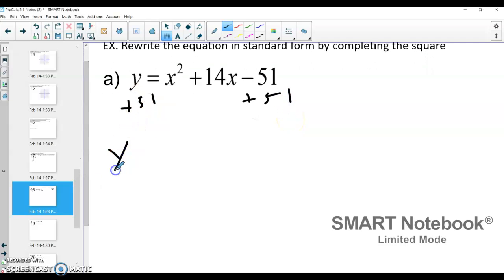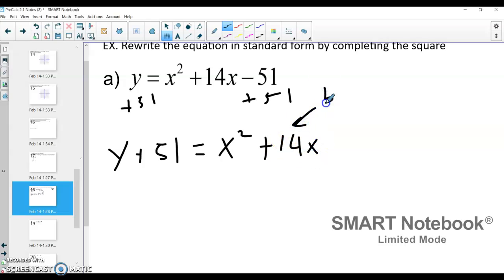So I get y plus 51 equals x squared plus 14x. Okay, now the 14, that's my b value because it goes, in this case, a, b, c. Okay, I move my c over, that's still my b value there, and so I need to do b divided by 2, so 14 divided by 2, and I need to square that. And when I do that, 14 divided by 2 is 7, and 7 squared is 49.